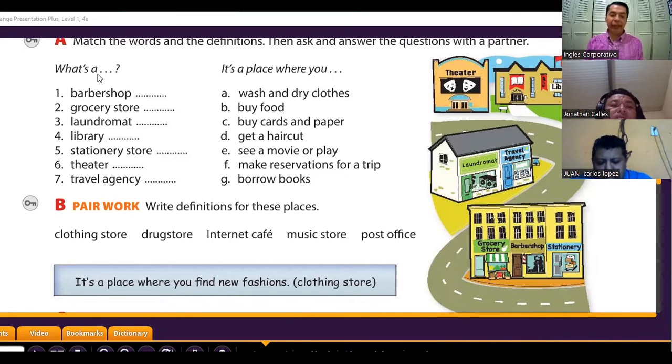Now, make the next question to Lupita. Edwin, a laundromat. Say, Lupita, what's a laundromat? Come on. Lupita, what's a laundromat? It's a place where you wash and dry clothes. Okey-dokey. Very good, right? How do you say clothes in Spanish? Ropa. Okay. Clothes. Yes, Lupita. Make the question to Erica, please. Library. Erica, what's a library? Library. Aha, Erica.